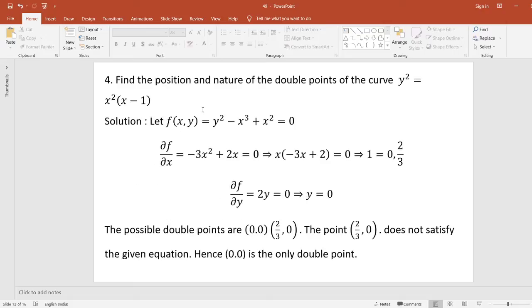Next, another one. Find the position and nature of the double point. y² = x²(x − 1). Let f(x, y) = y² = x²(x − 1), and we have to shift this to the left-hand side. What we have: −x³ + x² = 0.